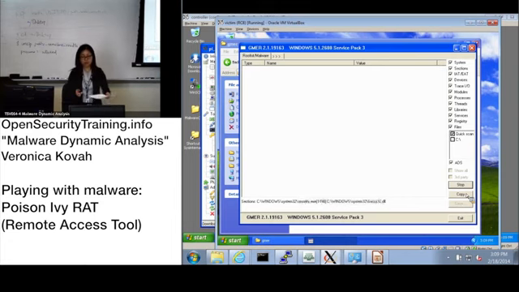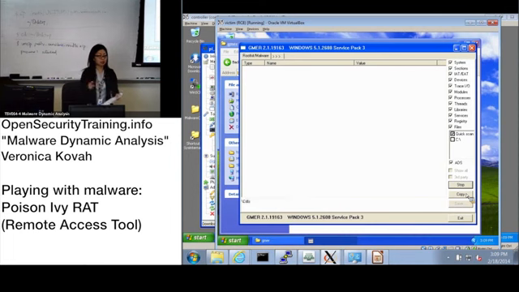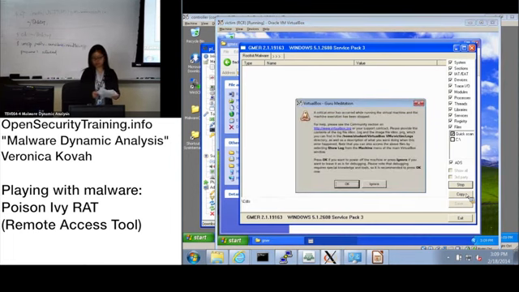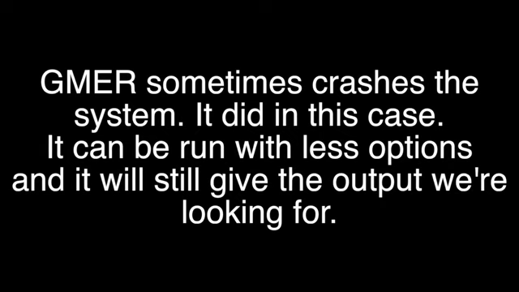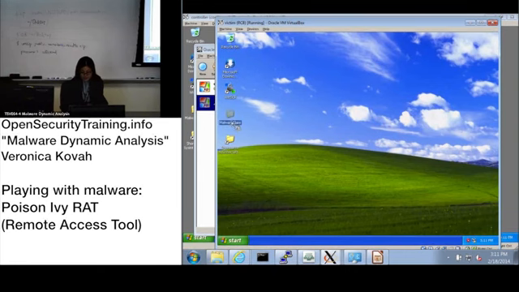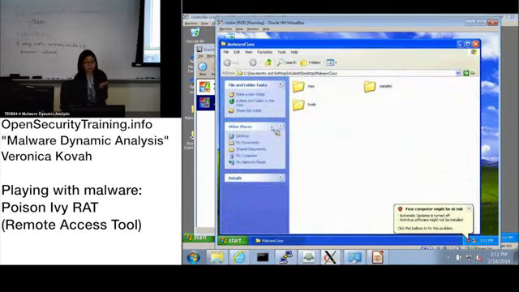Besides the Gmer tool, there are other tools introduced to identify rootkits. Because even if you crash, once you reboot, the process ID should still be there.